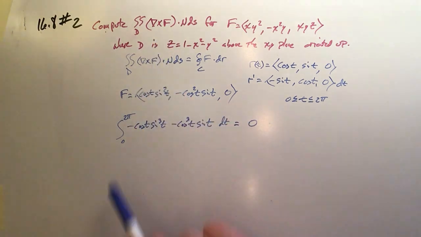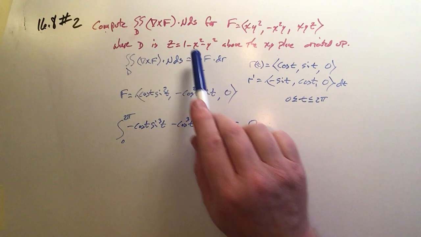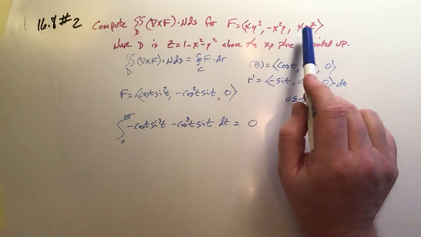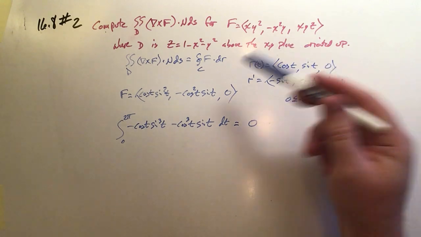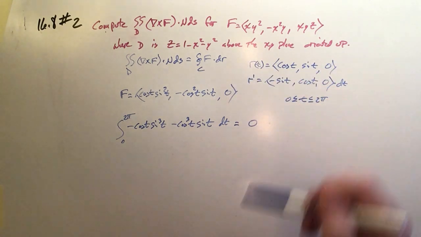Nonetheless, I don't think that's an easier way to go. It would have still involved doing the curl for this, and then parameterizing, and then you'd have had to substitute into the equation with the parametrics in u and v. I still think this was the easier way to go.